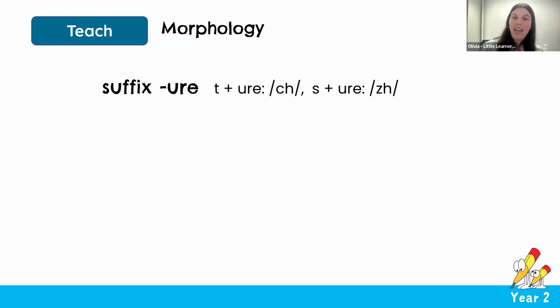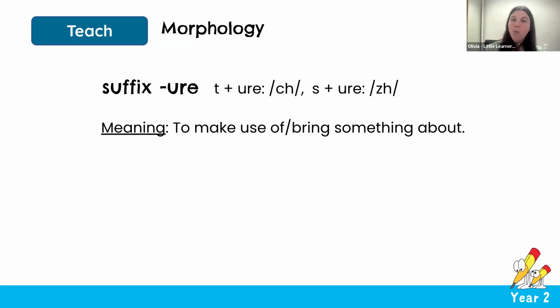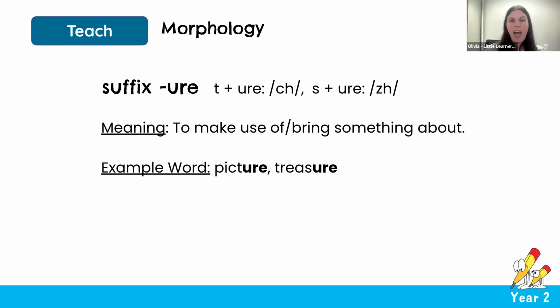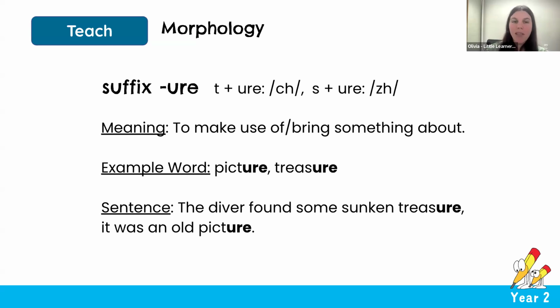For the suffix ure, meaning to make use of or bring something about, you can see we have those two pronunciations again, dictated by the preceding sound. So we have sure like in picture and jure like in treasure. The diver found some sunken treasure. It was an old picture.